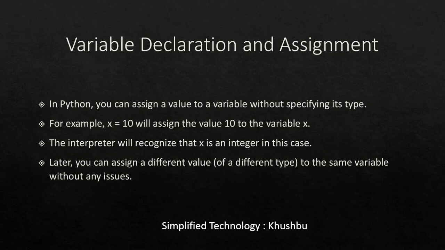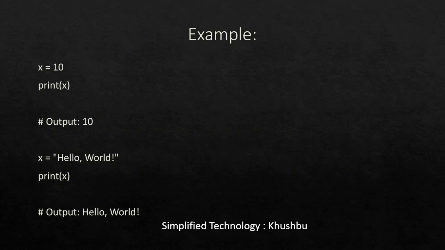Let us see how. For variable declaration and assignment in Python, you can assign a value to a variable without specifying its type. For example, when you write x is equal to 10, it assigns the value 10 to the variable x, and the interpreter will recognize that x is an integer in this case. Later we can assign a value of a different type to the same variable without any issue. This is the advantage of a dynamically typed language.